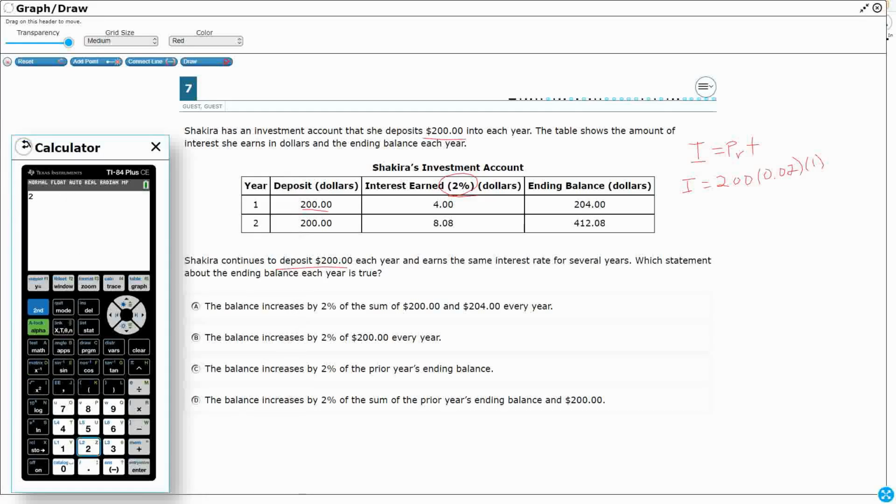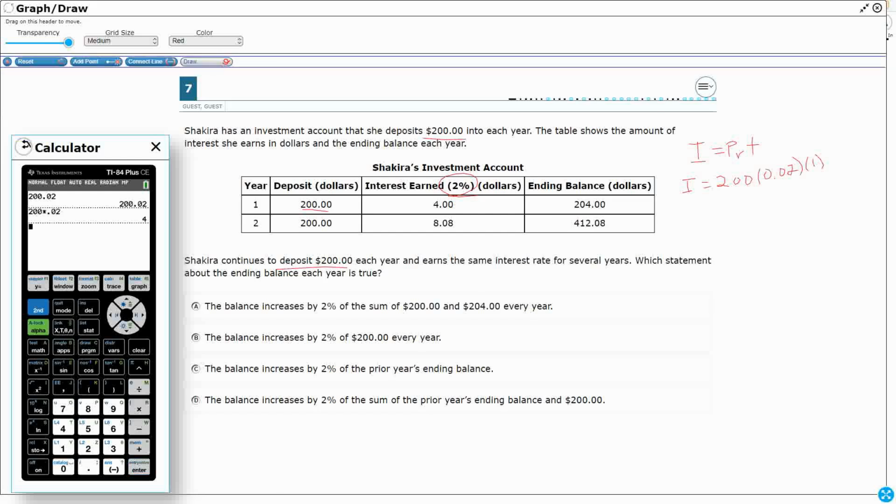Let's get our calculator out and do 200 times 0.02. We did not get the multiplication. Let's try that. There we go. All right, 4. So that's where the $4 comes in. Now, you have to take your $4, add it back to the principal, and now we've got our 204.